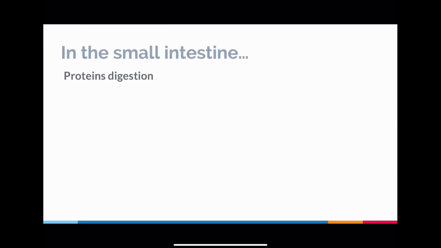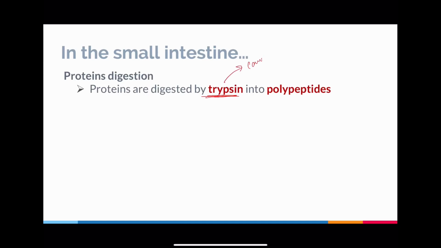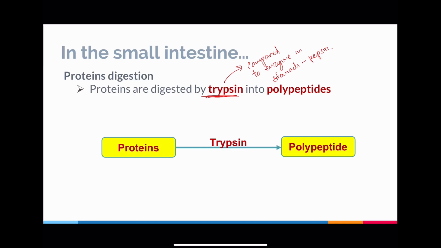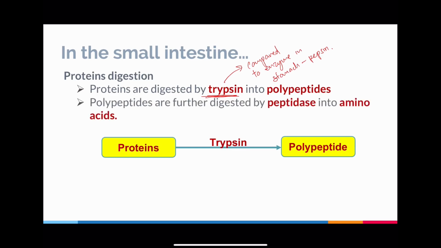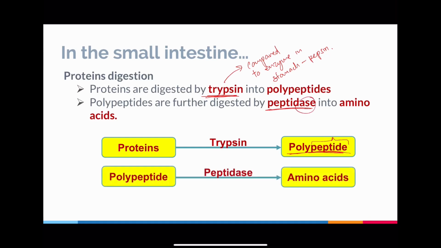At the same time, in the small intestine, there's also protein digestion. But this time around, the enzyme that is used in the small intestine is a bit different. It's called trypsin. If you take note just now, this is compared to the enzyme in the stomach, which is called pepsin. But both of them have the same function. They are proteases. They will digest proteins into polypeptides. Afterwards, the polypeptides will be further digested by what I call peptidase, because it's called polypeptide, right? So the enzyme takes the root word from the back, the peptide, and ends with ASE. It is to form amino acids. And with that, your protein will be digested fully into a smaller substance.